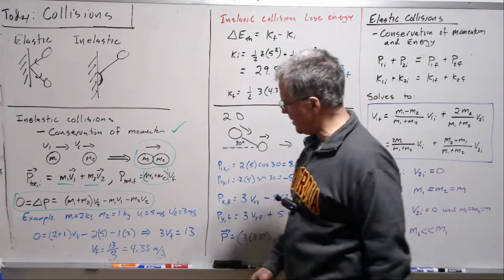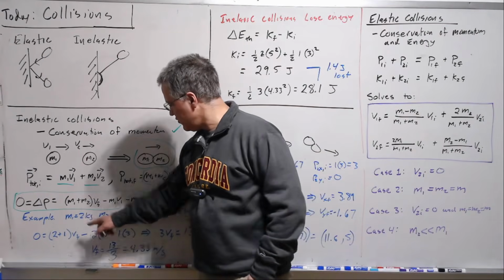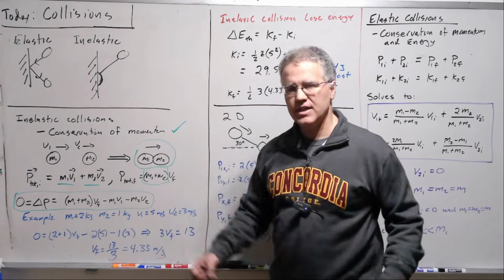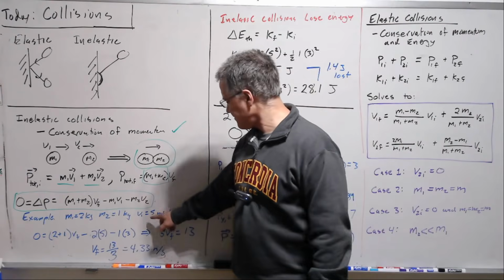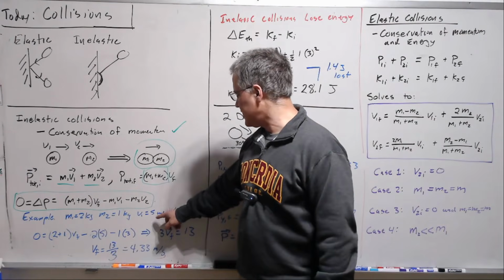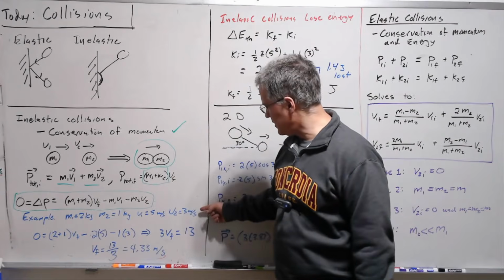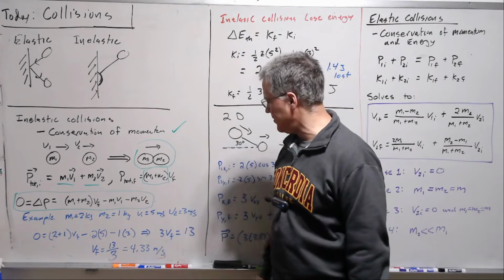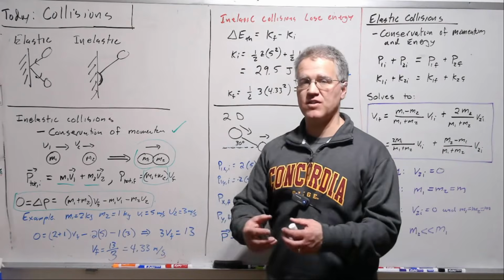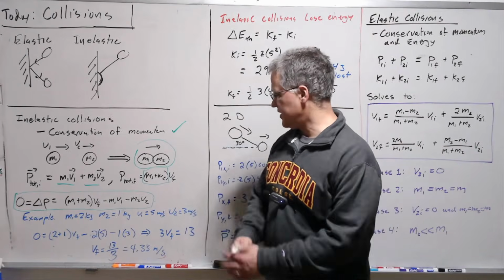So let's take an example. Say we've got a 2 kilogram mass and a 1 kilogram mass. They collide and stick together. The 2 kilogram mass is moving at 5 meters per second. The 1 kilogram mass is moving at 3 meters per second. Let's calculate the final velocity of the unit that's stuck together.